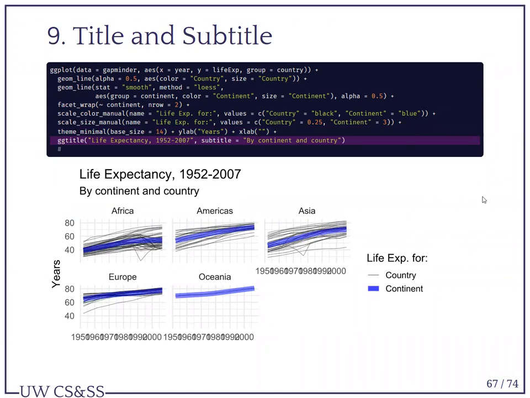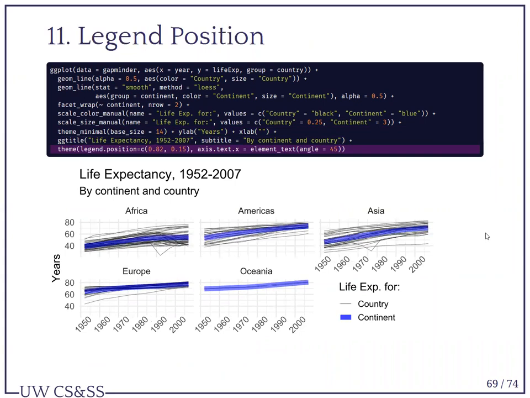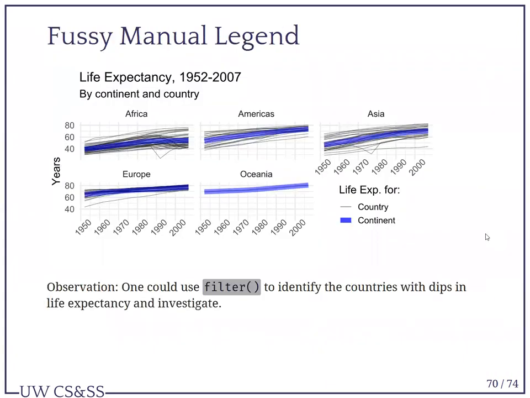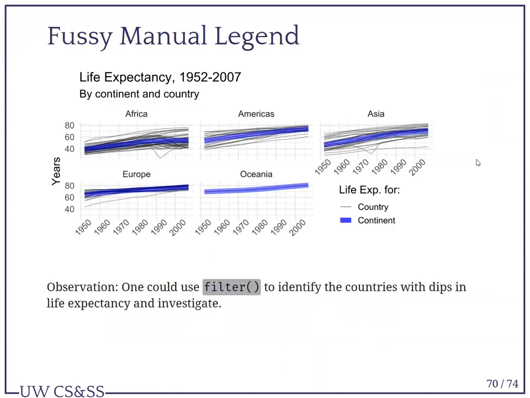We add a title and a subtitle. And then we change the theme axis text.x to change the text there to angle 45 so that it turns sideways and we can read it all. So it might be better with angled labels. I tend to not want to see angled labels ever, but that's okay. And the last thing is, again, I had to mess around with this and check it again to get it to go underneath over here. So this is our plot at the end of that fussy example.